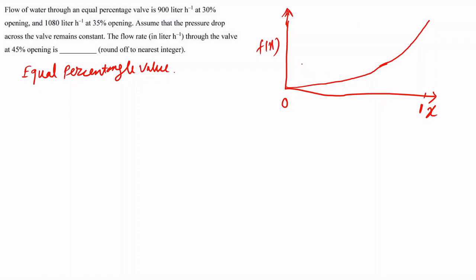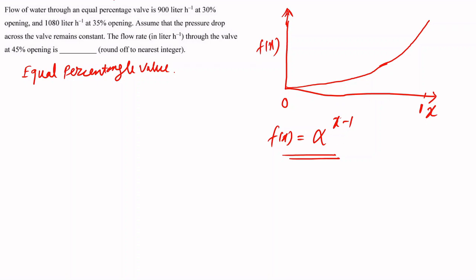And this flow characteristic, that is the relationship between f of x and x, we can write by this equation: f of x is equal to alpha raised to x minus 1, where alpha is a constant dependent on the flow. So we will be using this correlation to find the flow rate at any given valve opening.